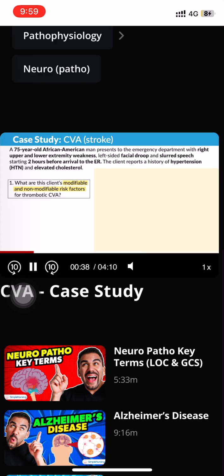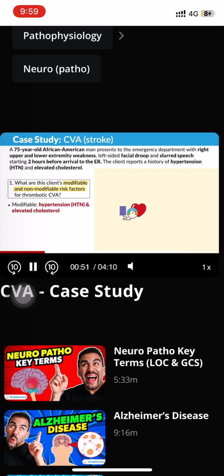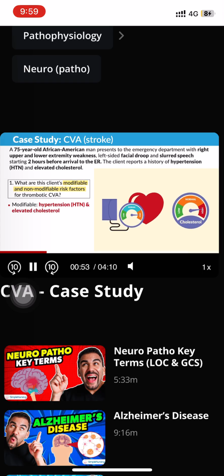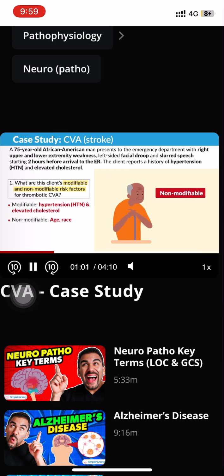Okay, let's break it down. Remember, modifiable means things that the client can change, or basically modify. And risk factors are those things that put the client at the highest risk for a stroke. So for modifiable, hypertension and elevated cholesterol. Yes, the client can lower their blood pressure and cholesterol with diet, exercise, and medication. Now, in terms of non-modifiable, age and race are non-changeable. Well, at least not with the technology we have today.